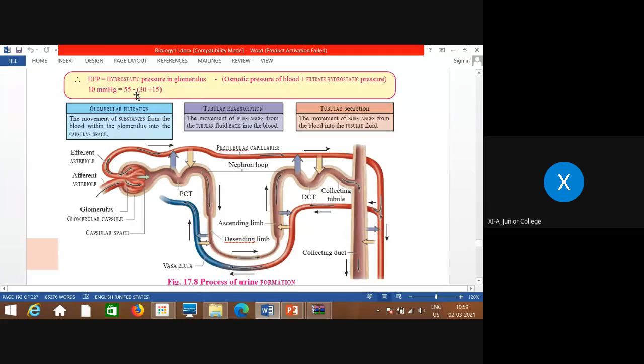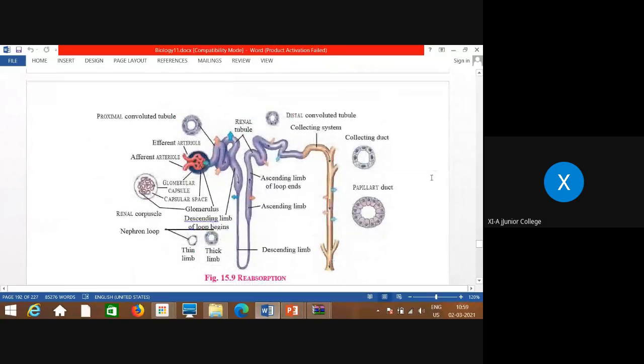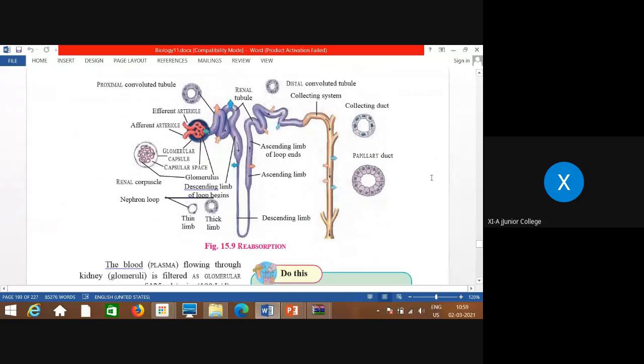So this is all about the process of urine formation taking part in different parts of the nephron. Now, I have explained the entire part with the help of the same diagram, but it is shown here in the textbook with the help of another diagram. Here is the descending loop. This is the ascending loop, where up to this area reabsorption takes place, and this is the area where the secretion takes place. And this is the area where the glomerular filtration takes place.